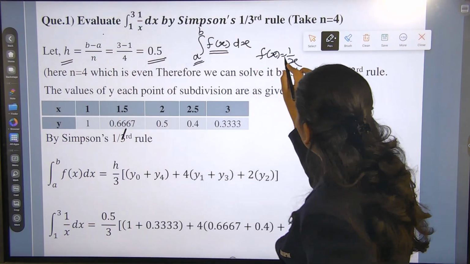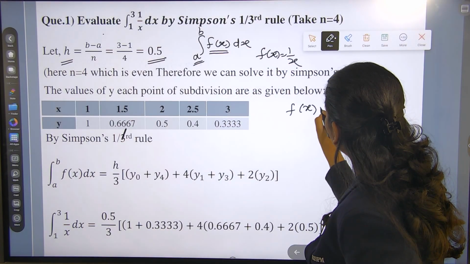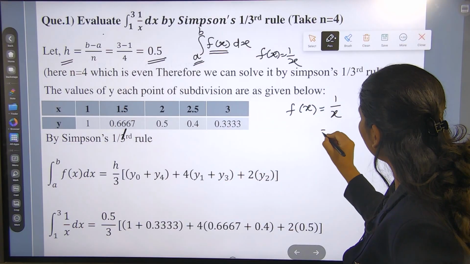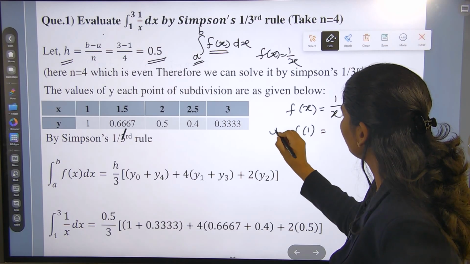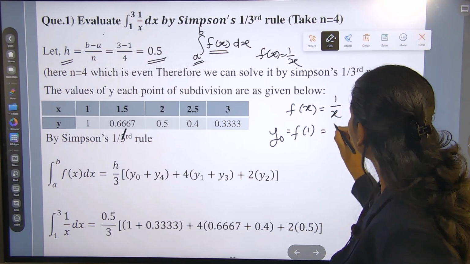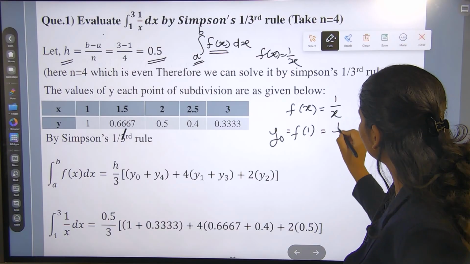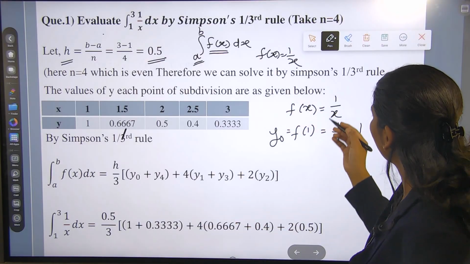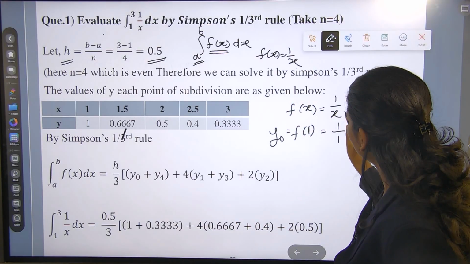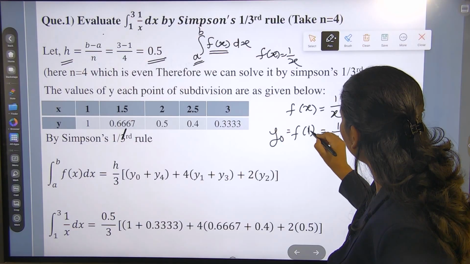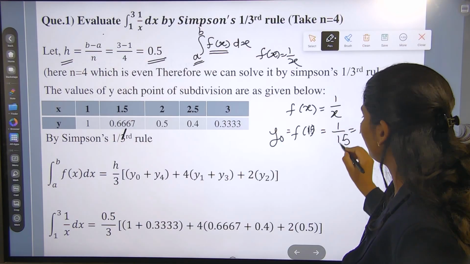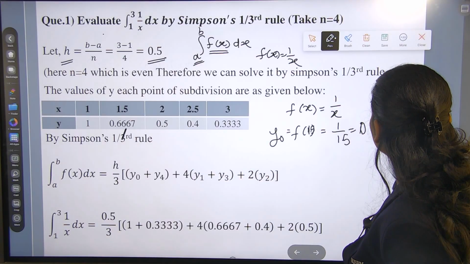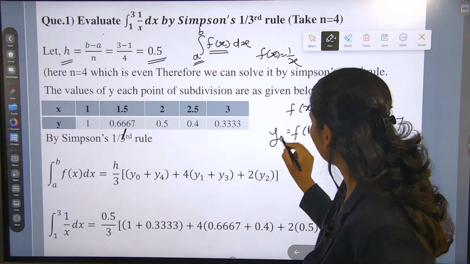So the function is f of x equals 1 upon x. Put the value of x as 1. So f of 1, which is y0, the first value. Here 1 upon the value of x, which is 1, so we get the answer 1. So write here 1. Next put the value of x as 1.5. So here we get 1 upon 1.5. Solve this, we get 0.6667. So write that value here as y1.